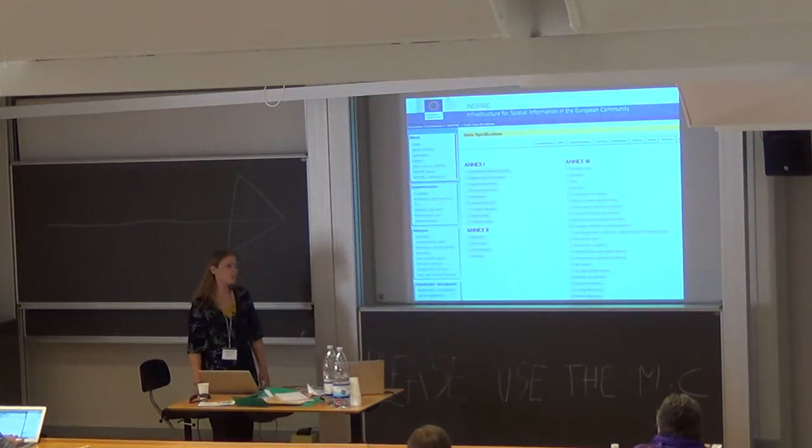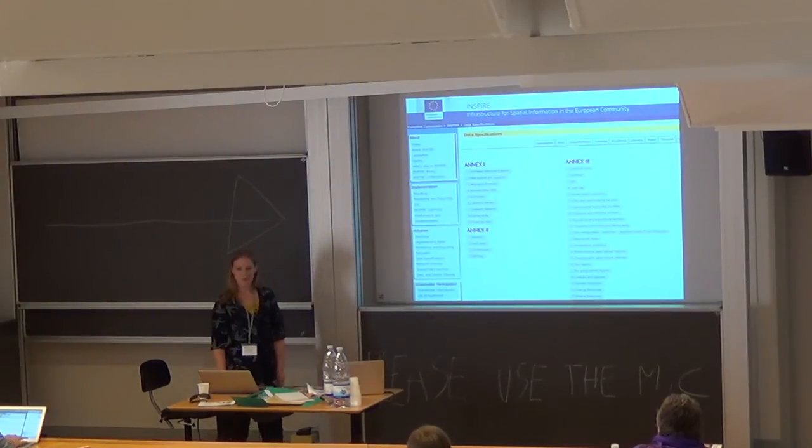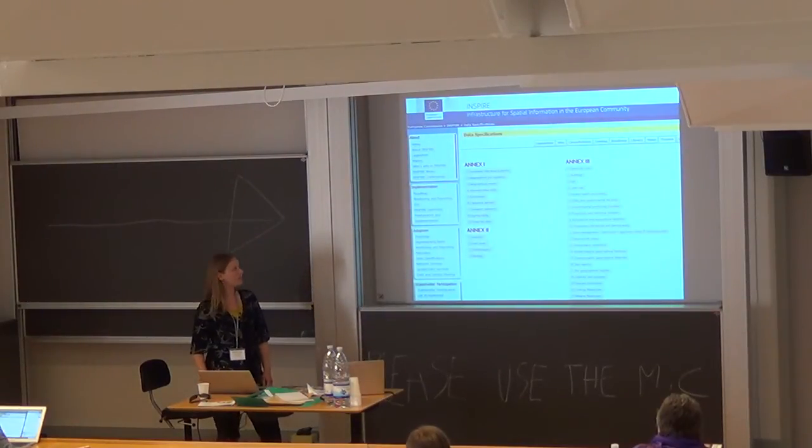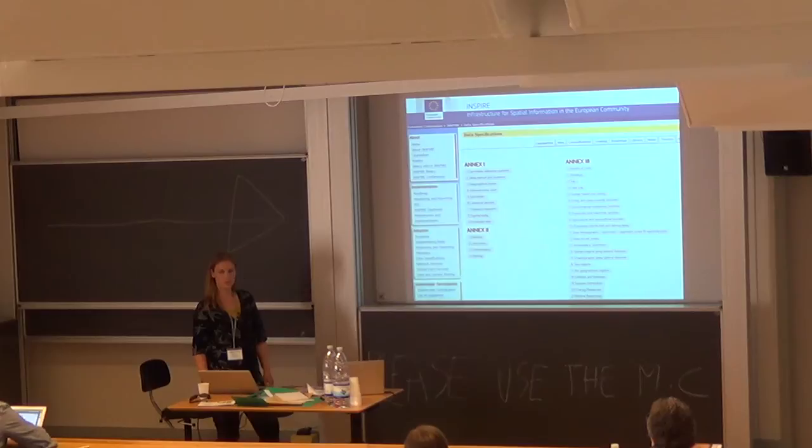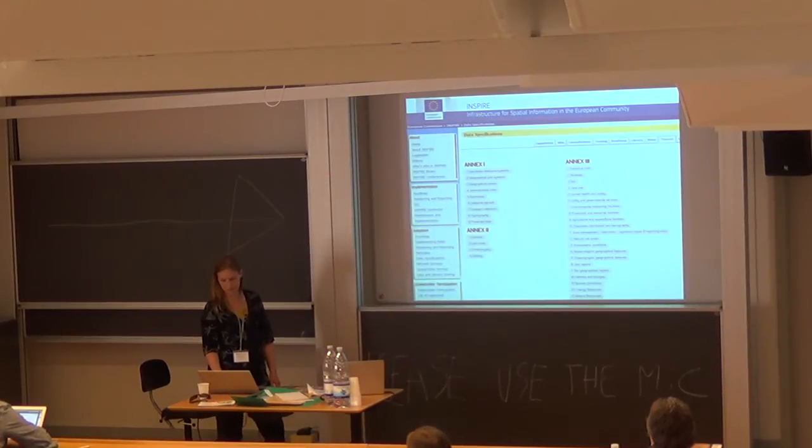So all of you probably know about INSPIRE and the data themes in it, and they are divided into 3 annexes. All of these data themes can be used in spatial conservation planning and spatial prioritization. So they are a really important input for us doing Zonation analysis.